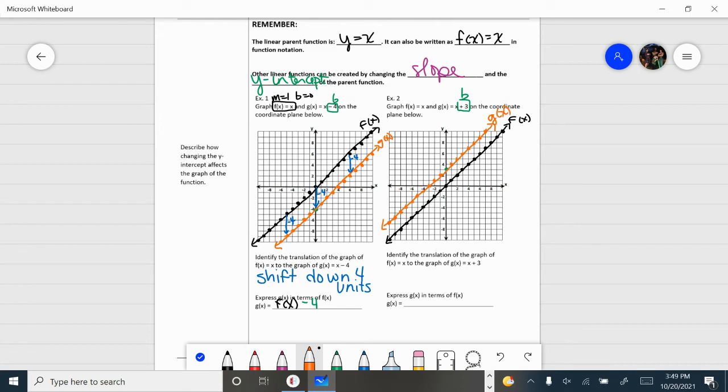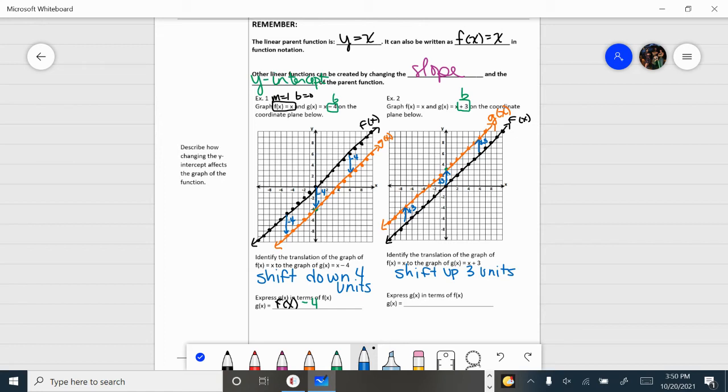All right. So this time, when we look, our y-intercept moved up 3 units. So did all the other points on the line. They all moved up 3 units. So when we identify the translation from f of x equals x to the graph of g of x equals x plus 3, we find that our translation was a shift up by 3 units.